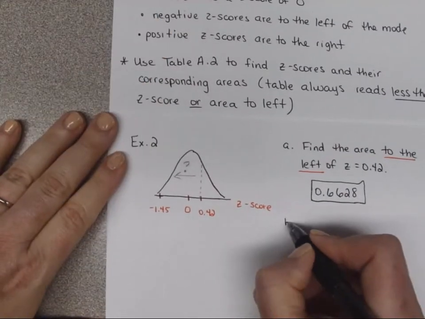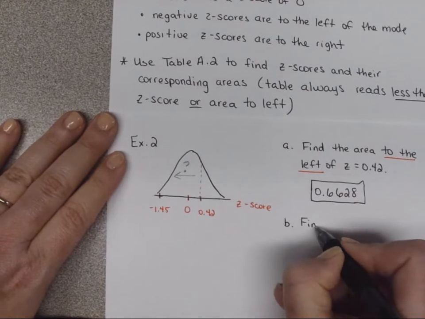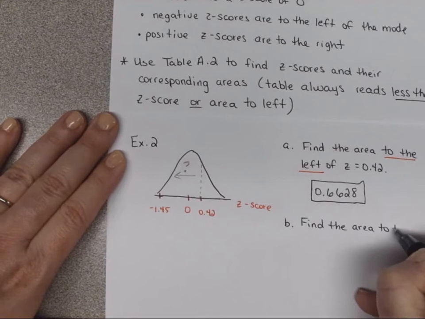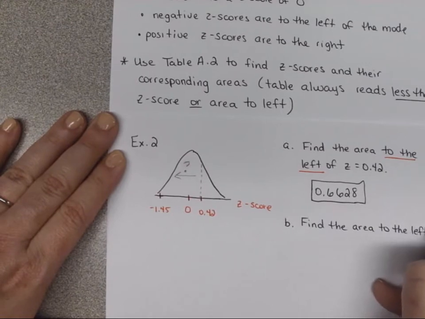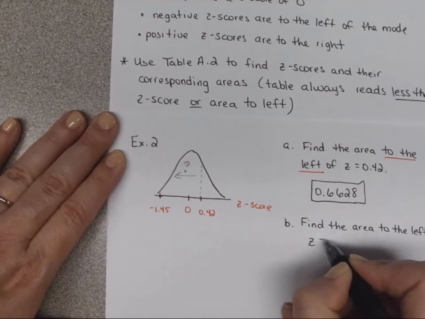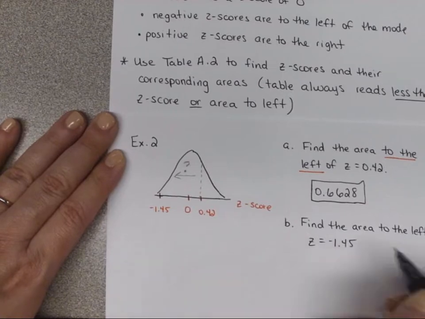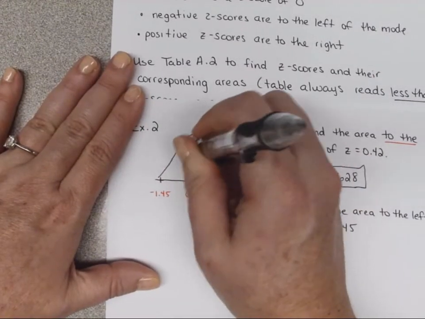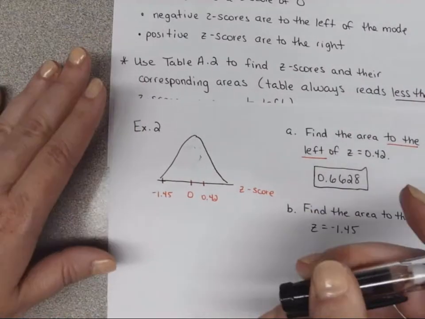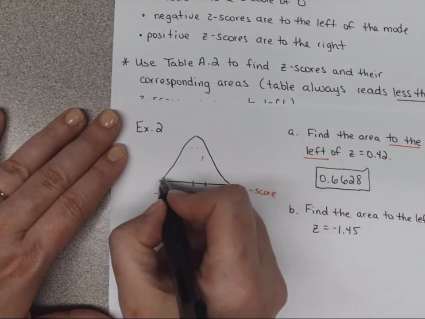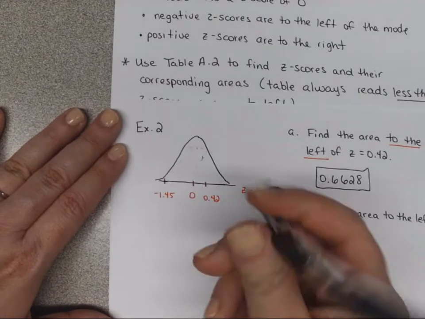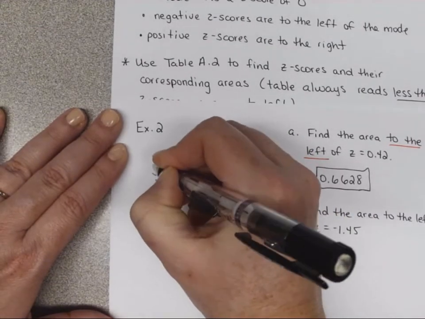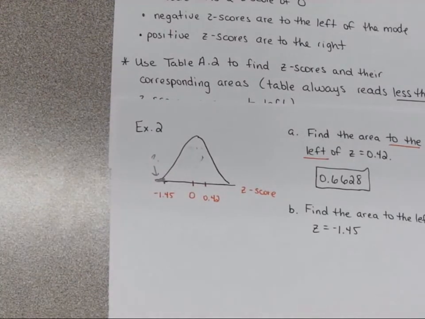All right, so let's look at another one, and we'll get out the chart again if we need it. So let's find the area to the left of z equals negative 1.45. So I'm going to take my pencil here and erase it. So this time I really only want this area, right? Now my picture may not be perfectly to scale. So this is the area I'm asking about. Notice it's a pretty tiny amount.